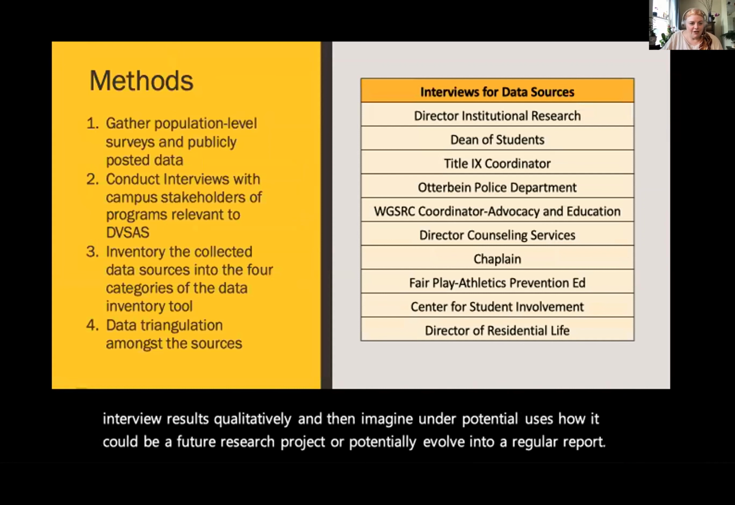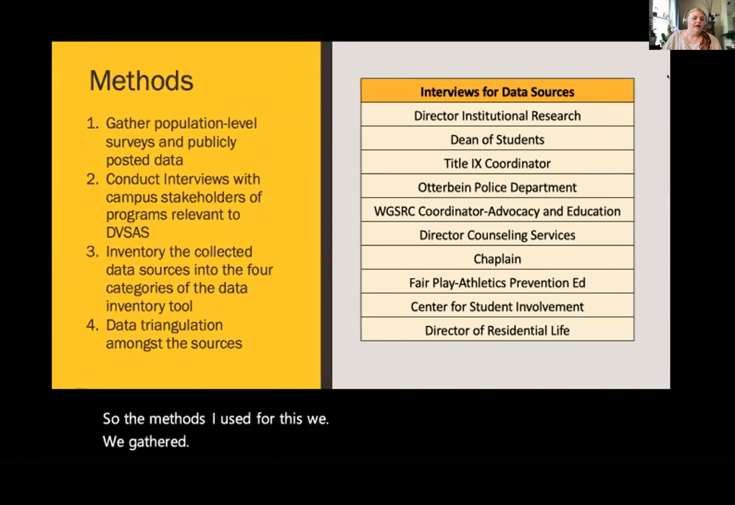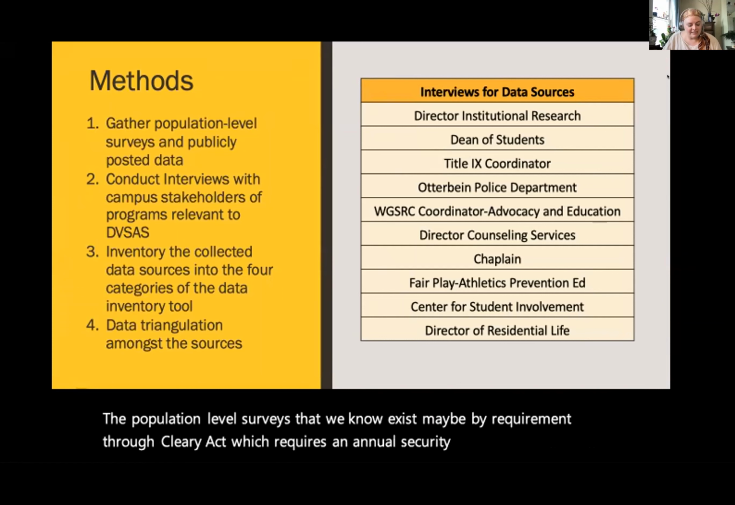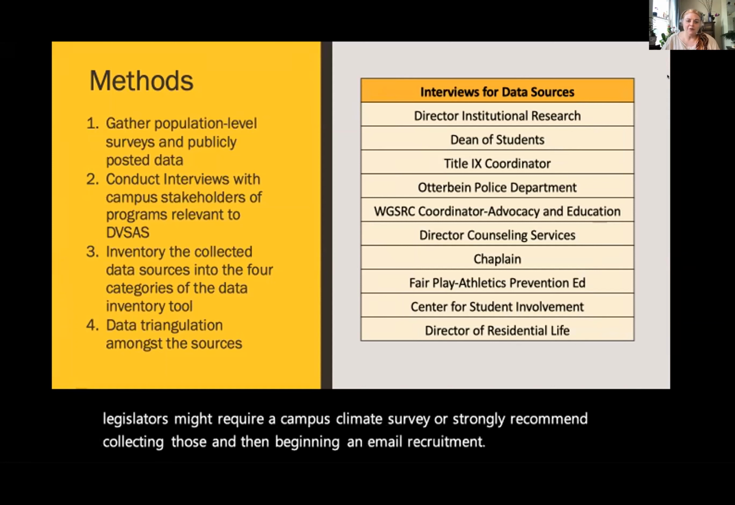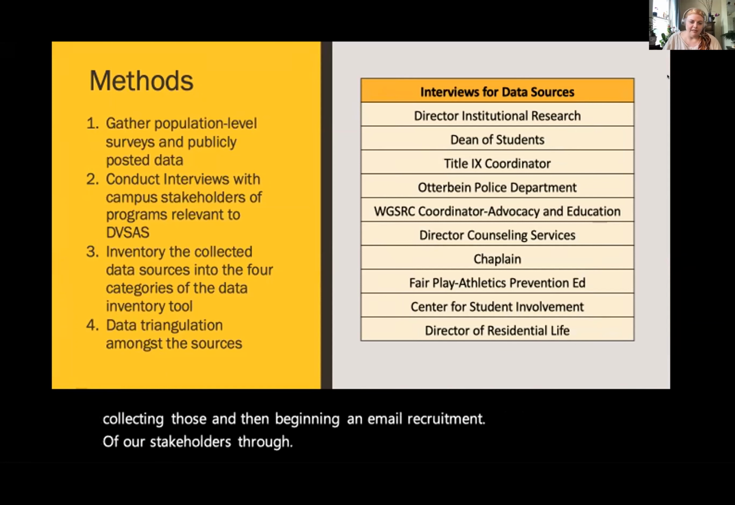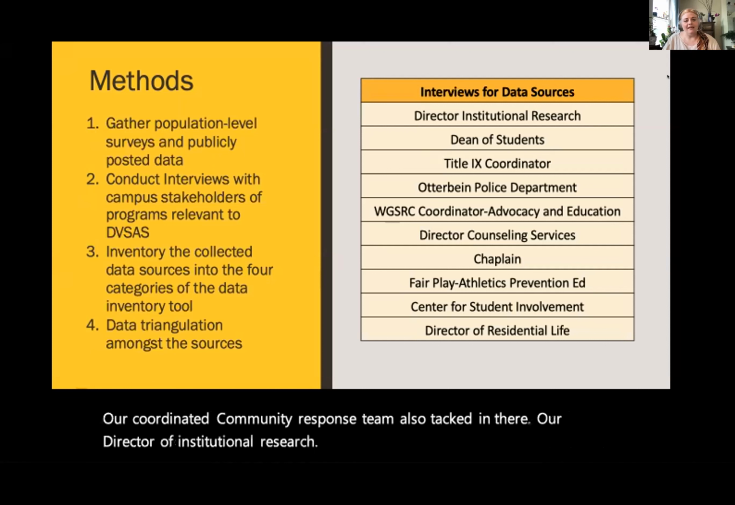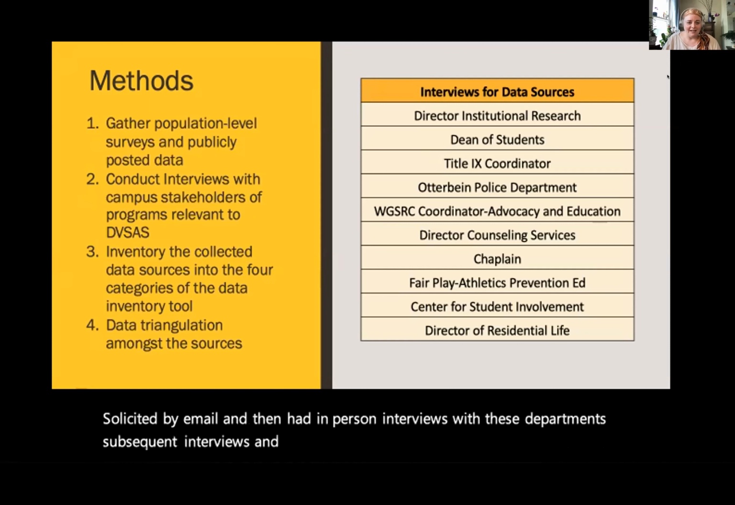So the methods I used for this, we gathered the population level surveys that we know exist, maybe by requirement through Clery Act, which requires an annual security report, or many state legislators might require a campus climate survey or strongly recommend collecting those, and then beginning an email recruitment of our stakeholders through our coordinated community response team, also tacked in there our director of institutional research, solicited by email, and then had in-person interviews with these departments, subsequent interviews, and for some interviewees, we had a third.